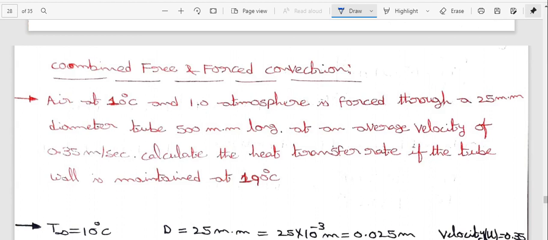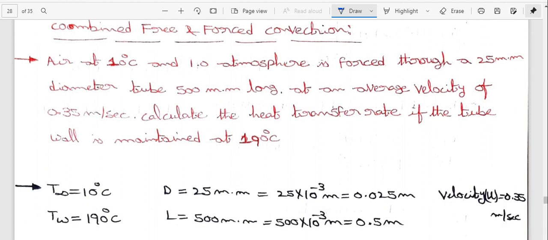Now I am going to explain combined free and forced convection problems. Most free convection problems can be classified into free convection from rotating bodies, combined forced and free convection, and combined convection and radiation heat transfer. So this is the combined forced and free convection concept. Now I will explain the free and forced convection problems.